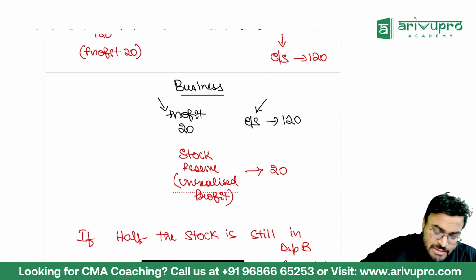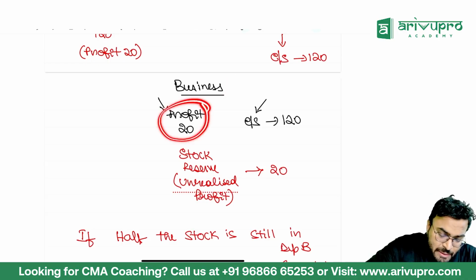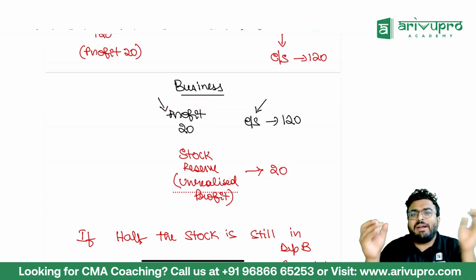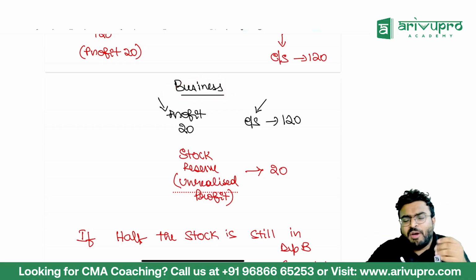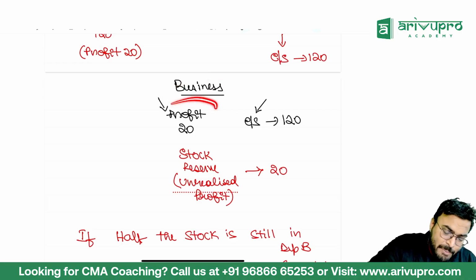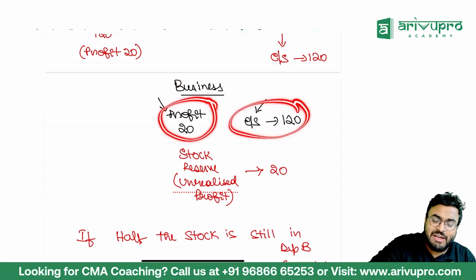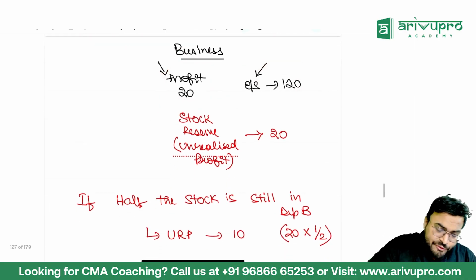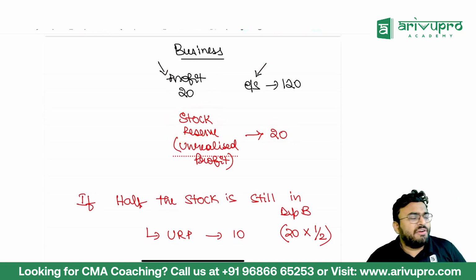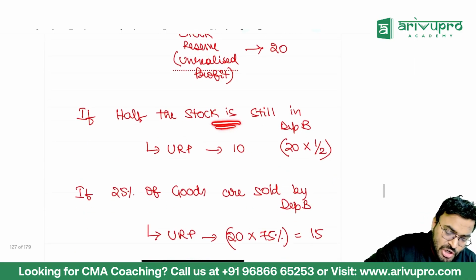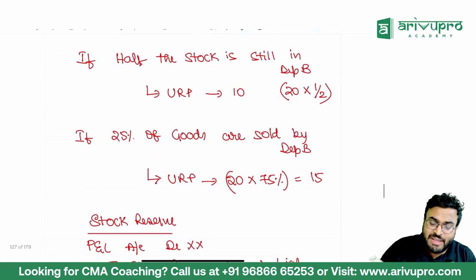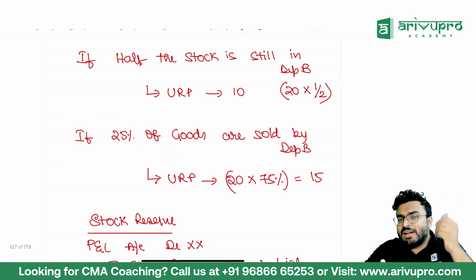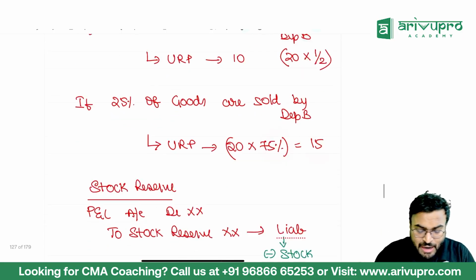Okay, business. For business, it is 100% not a profit because department A and department B both are ours only. So department A transferred, for department A profit, for department B it is cost. But for business, is it profit? No, because the goods are still here. Therefore, this is called as stock reserve or unrealized profit. Unrealized profit you have to remove. Okay, if half the stock is there, then half the profit is unrealized profit. If 25% of the goods are sold, then 75% of the goods are not sold. So 75% of the goods will be unrealized profit.